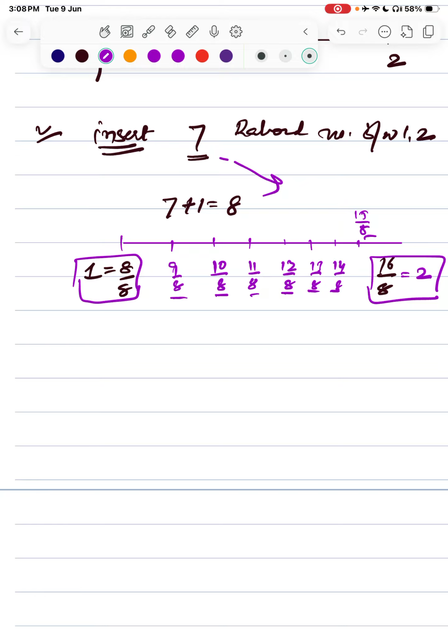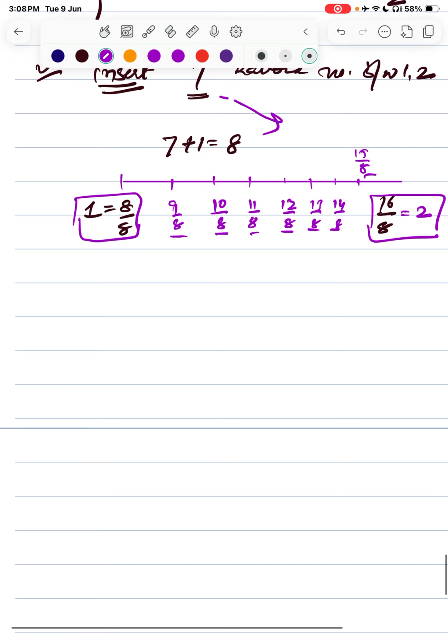So this is the way to add the numbers that are required to be added between any two rational numbers. Just keep this in mind, right? It can be asked like five numbers, 10 numbers, or whatever number of numbers between any two consecutive numbers or any two rational numbers. So you can add accordingly, right? So this thing you must keep in mind.